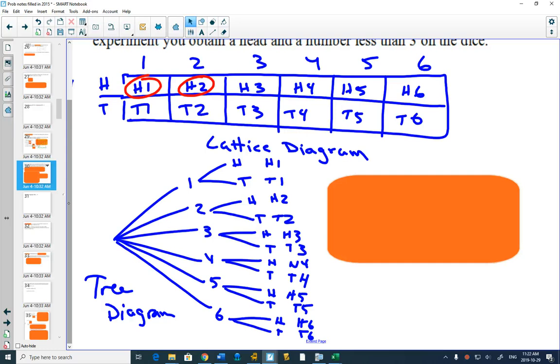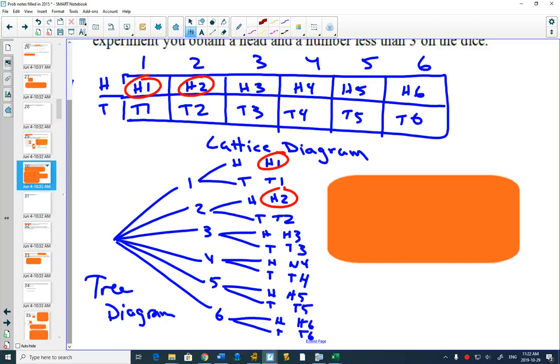In a tree diagram, you choose one thing to happen first. Here we roll the dice. You get 1 through 6. Then, flip the coin after. Each branch represents something. So here's heads in 1. Here's tails in 1. Here's heads in 2. There's tails in 2. And you could list your sample space that way.